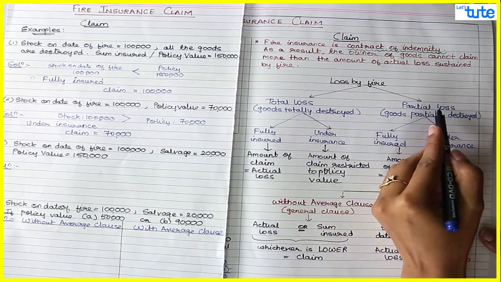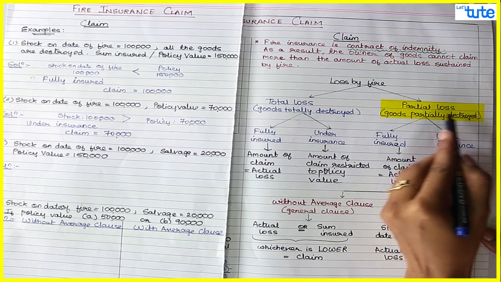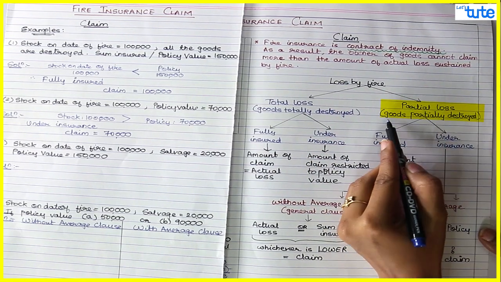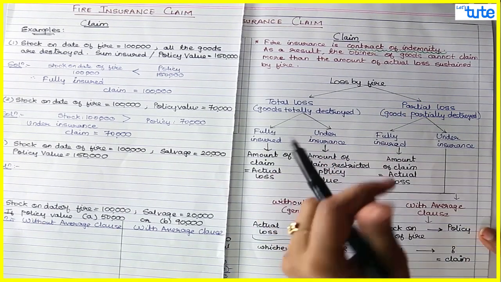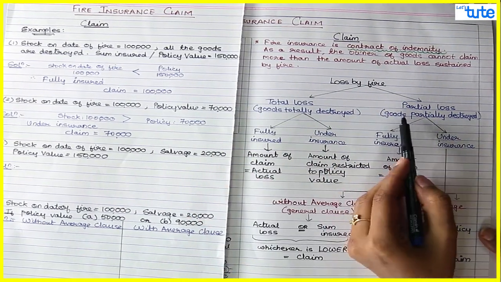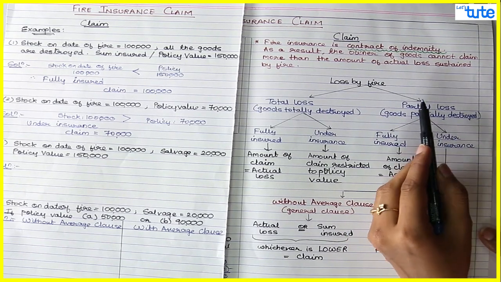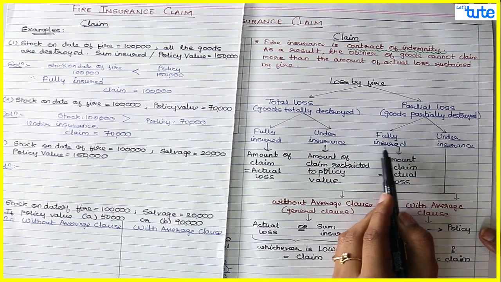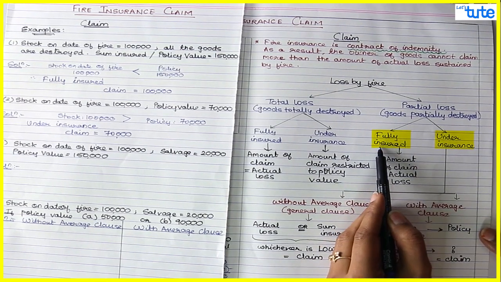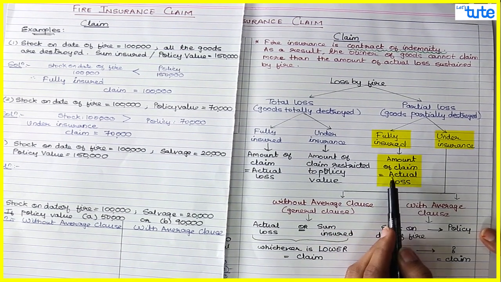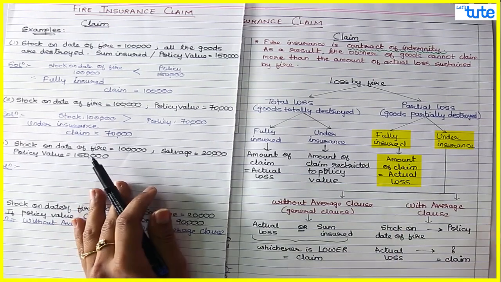Now, the next situation: if it is a case of partial loss. What is partial loss? Your total goods lying at the place of fire are not destroyed and some goods have been salvaged. So goods are partially destroyed, and again there can be two scenarios: if it is fully insured and if it is under insurance. Now if it is fully insured, your amount of claim will be equal to your actual loss. We'll just see the example.